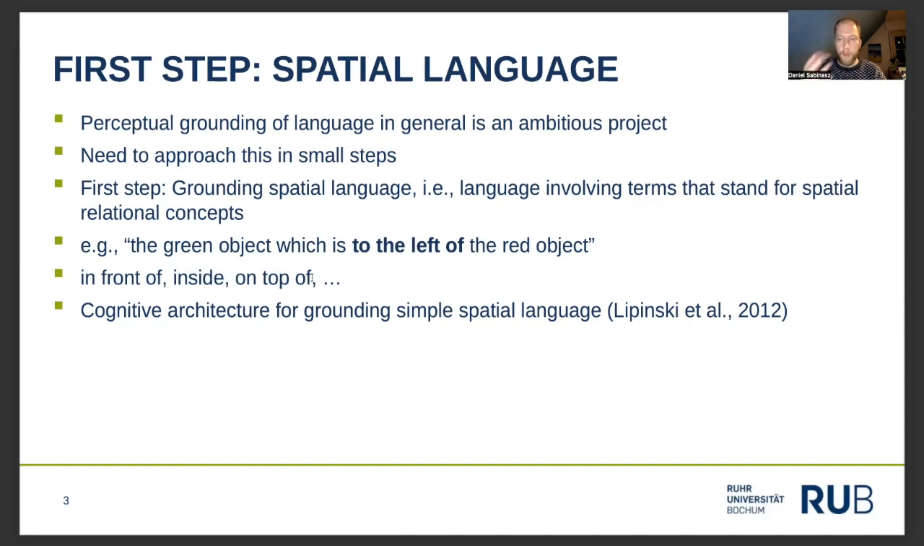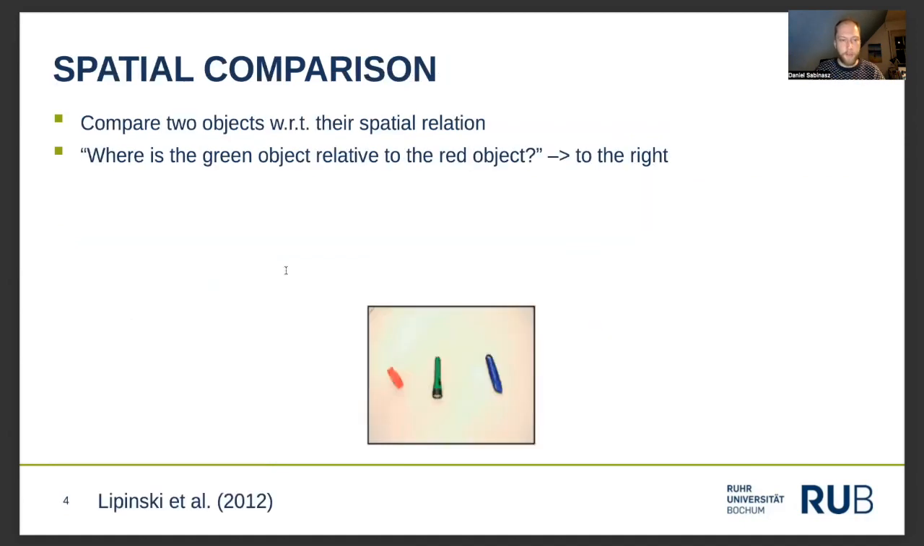So the first architecture that I'm going to present now is the cognitive architecture for grounding simple spatial language. So language that just includes two object descriptions and a single spatial relation. And the architecture then grounds that object description. And that architecture is able to perform multiple cognitive tasks pertaining to spatial language. One of them is a spatial comparison task.